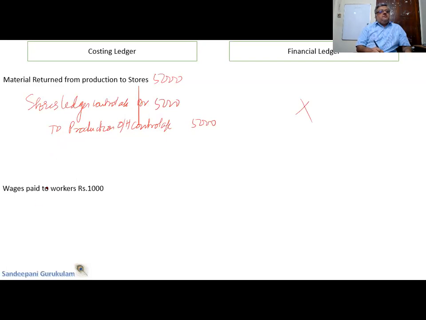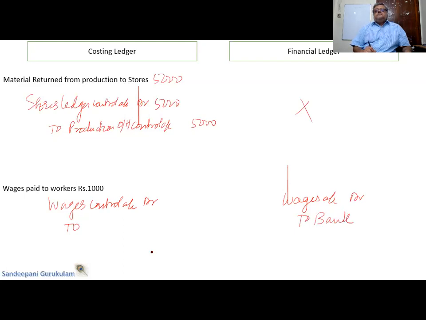So wages paid to workers. Assuming that this is the direct wages, wages control account debit to, what will be the entry here? Wages account debit to bank. So can we put bank account here? No. So you have to put general ledger adjustment account, 1,000 rupees.